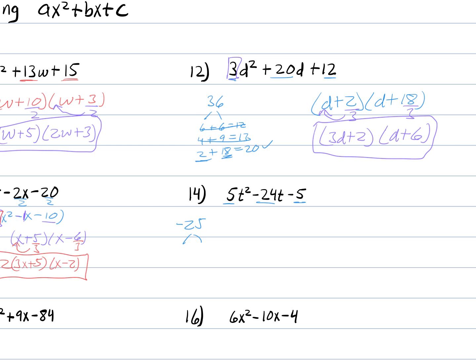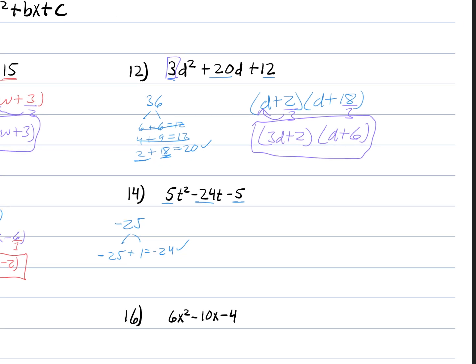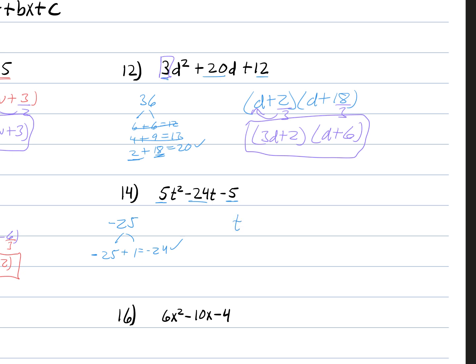The most obvious choice is going to be 25 times 1, right? So if I make the 25 negative, negative 25 plus 1 is going to get me a negative 24. That is what we're looking for, so I'm going to use those numbers as our factors. All right, so t minus 25 times t plus 1. We have to slide and divide here since there's a number out front.